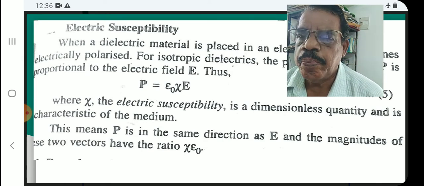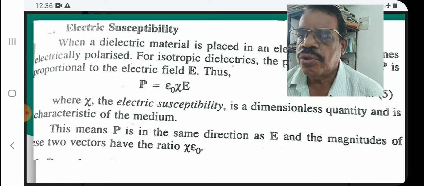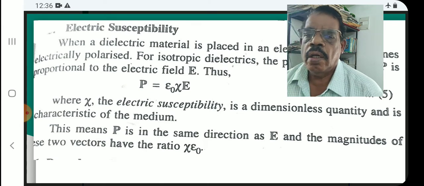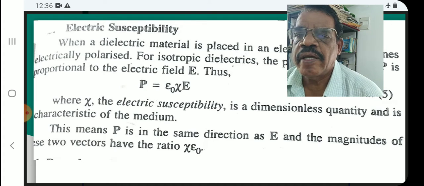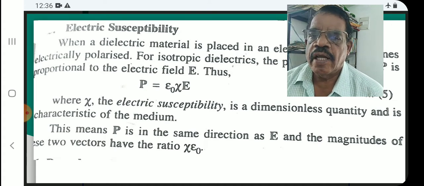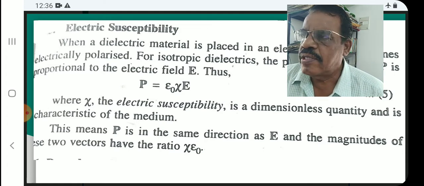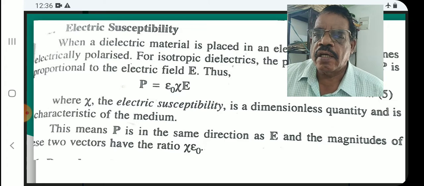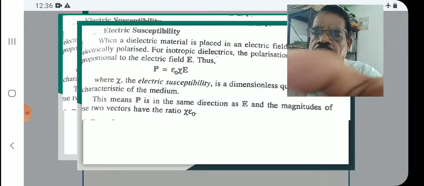This means P is in the same direction as E, and the magnitudes of these two vectors have the ratio chi E epsilon 0. That is, if we take P by E, we get epsilon 0 chi E. So you remember the relation, the polarization vector P is equal to epsilon 0 chi E into E. Chi E is called electrical susceptibility.